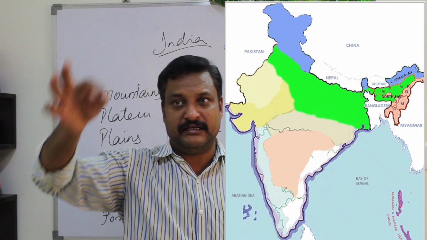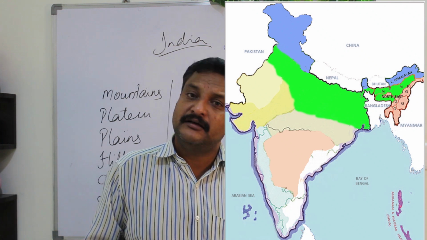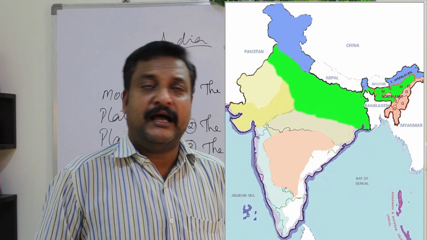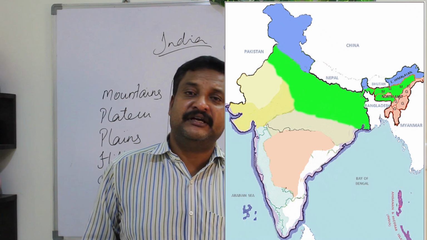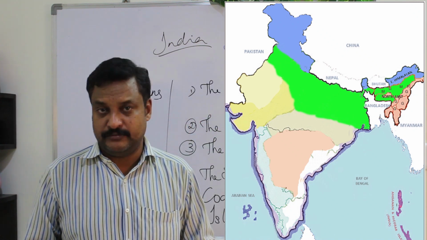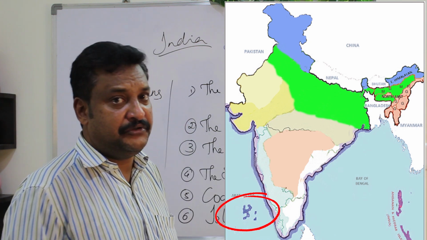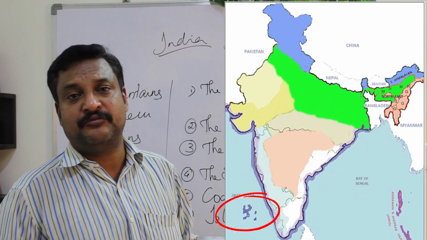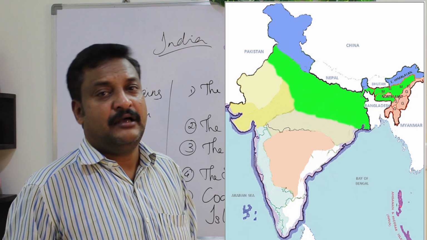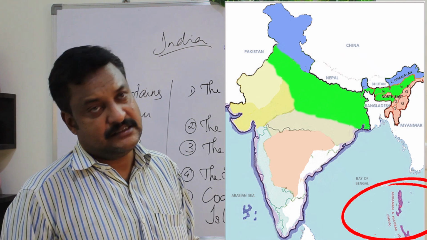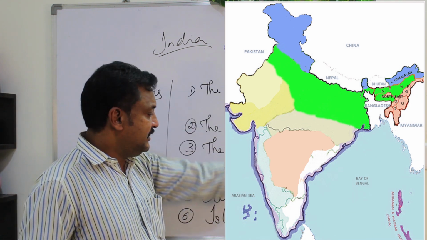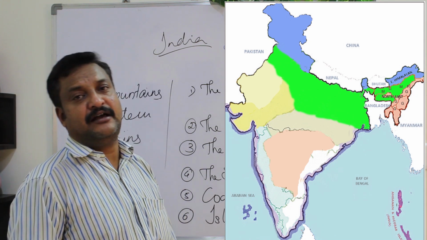It's a chain of islands, the Andaman and Nicobar Islands. And in the west, in the Arabian Sea, we have Lakshadweep. So these are the major physical divisions that we have in India.